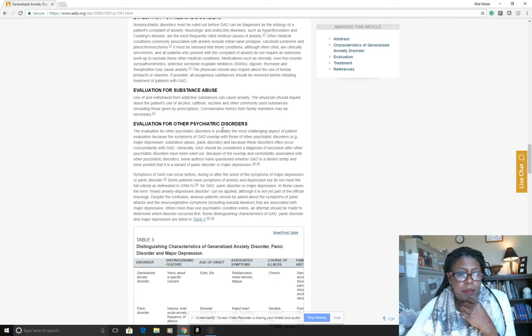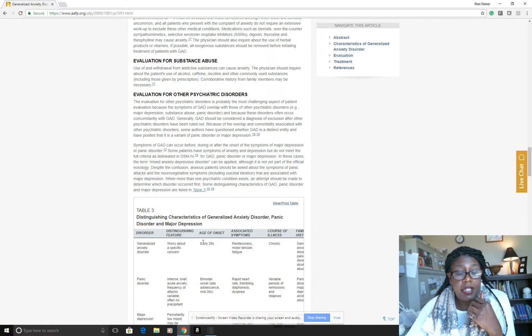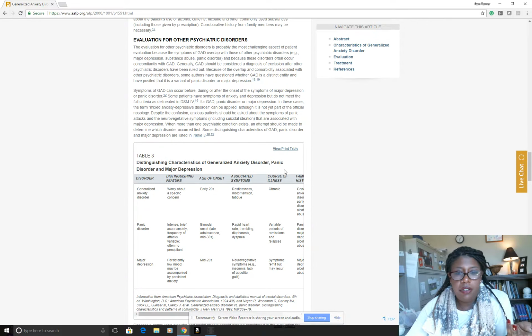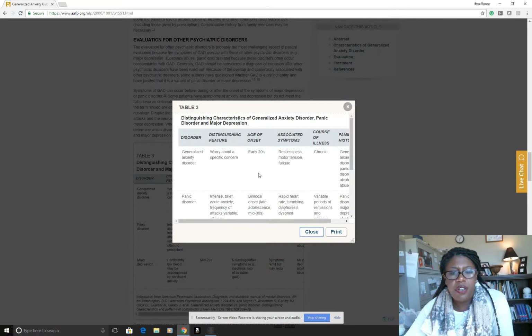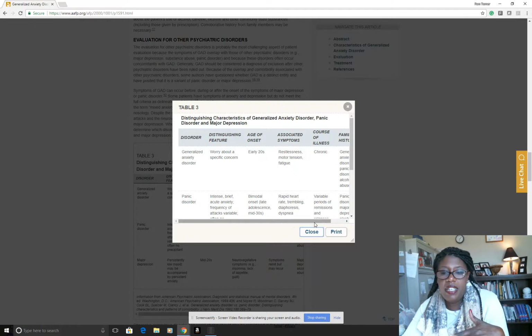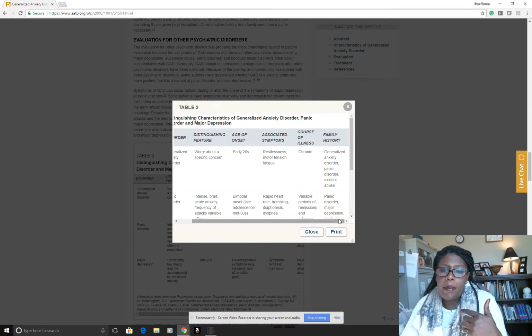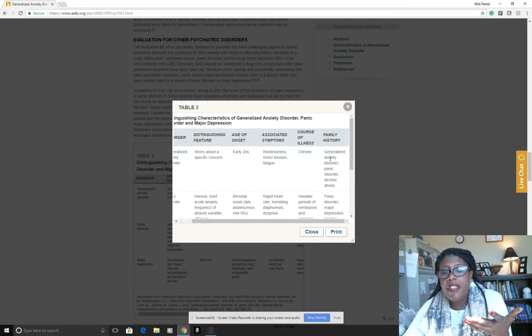If we look at the distinguishing table, again, it talks about how we distinguish things. So generalized anxiety disorder, GAD, which we talked about, is just worry about a specific concern, in your early 20s. You're restless, with some motor tension, some fatigue. Chronic means it happens quite often. And many times you'll have a family history of it.